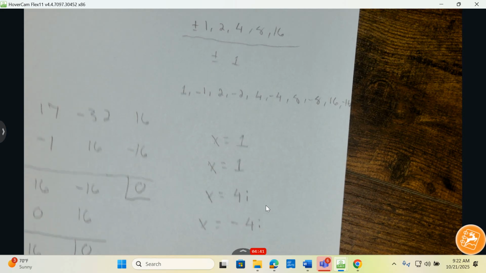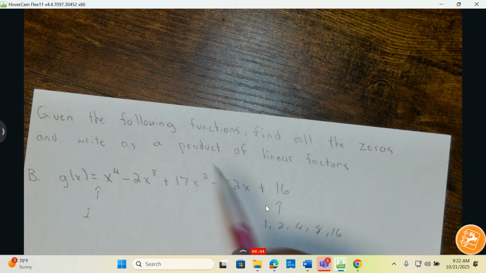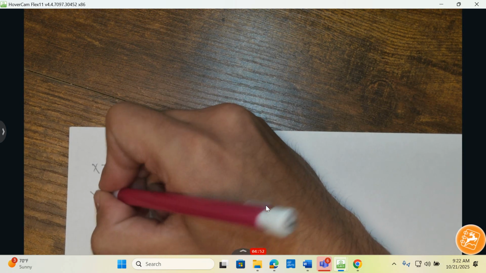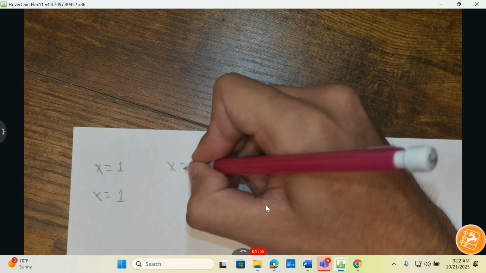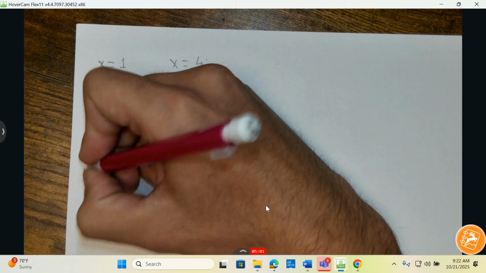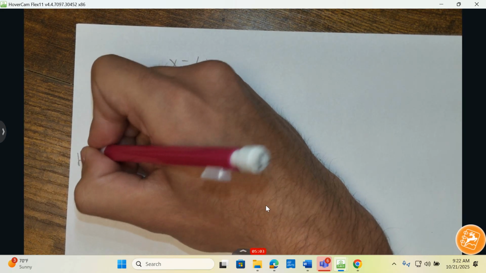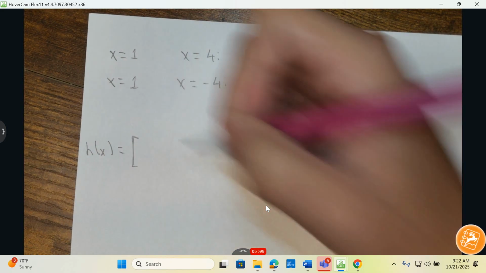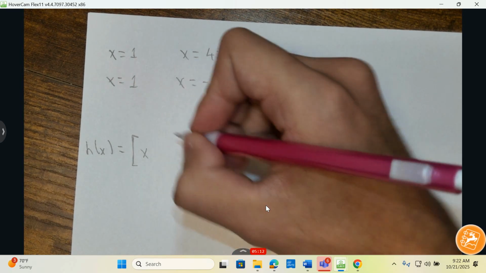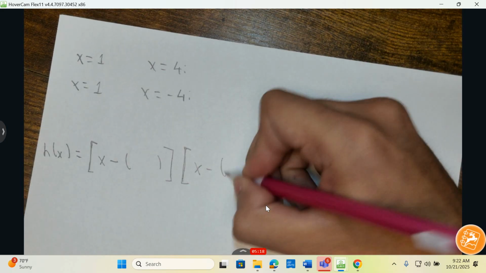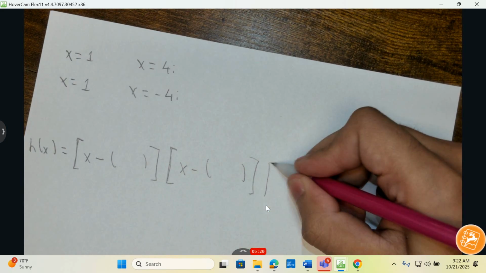The only thing I got to do left is just write as a product of linear functions. That part is pretty easy. So let me write down my actual answers right here. x is equal to 1, and then x is equal to 4i, x is equal to negative 4i. It doesn't really matter how you guys set this up. I like doing brackets and parentheses. So we're just going to start off with the bracket. You want to do x minus parentheses, x minus parentheses. And since we have 4, we want to make 4 brackets.